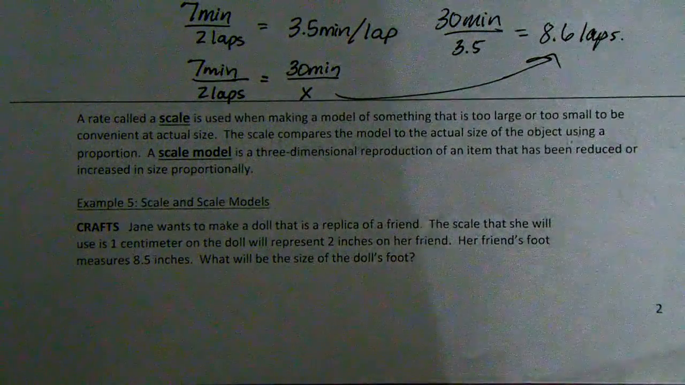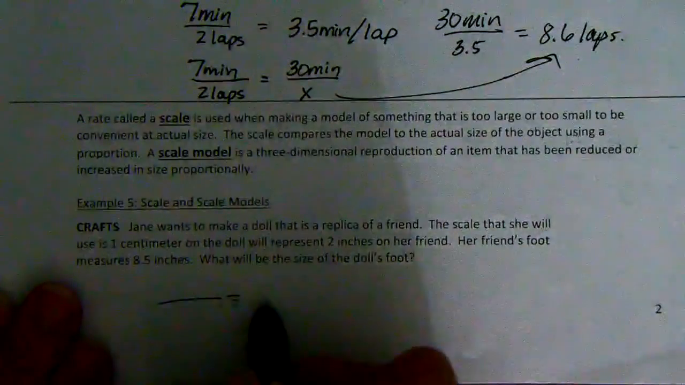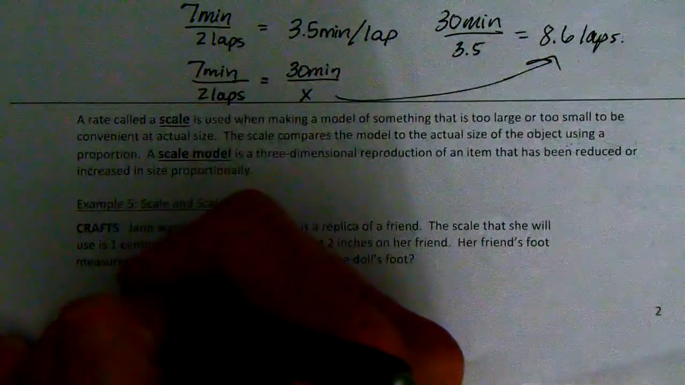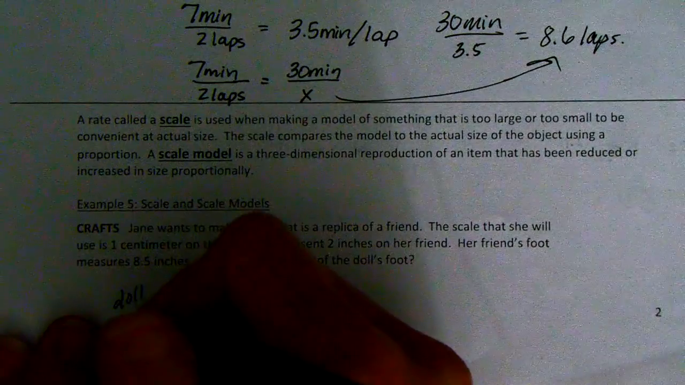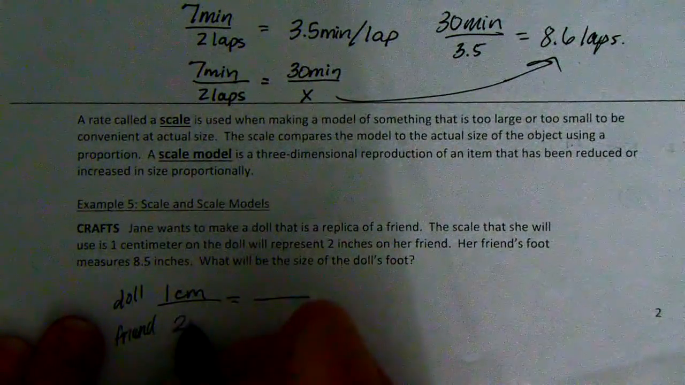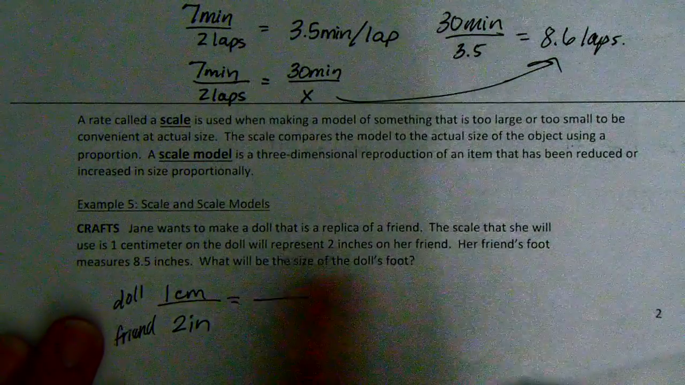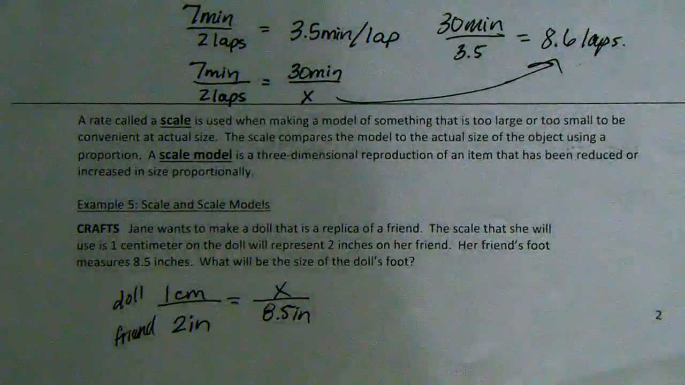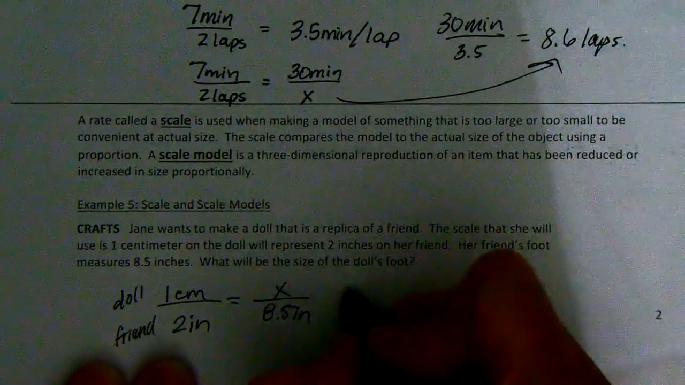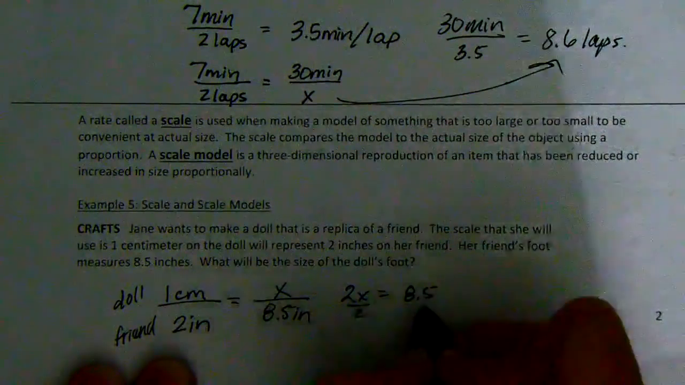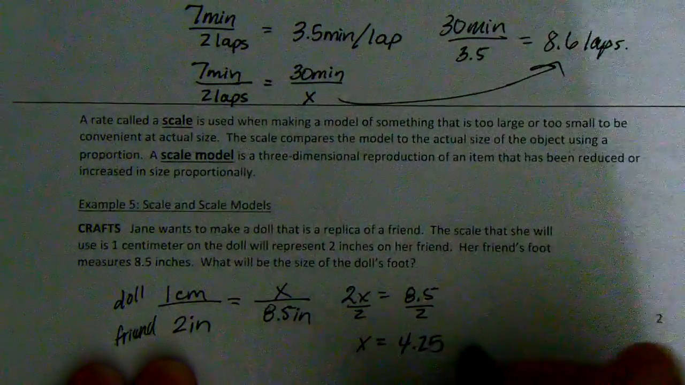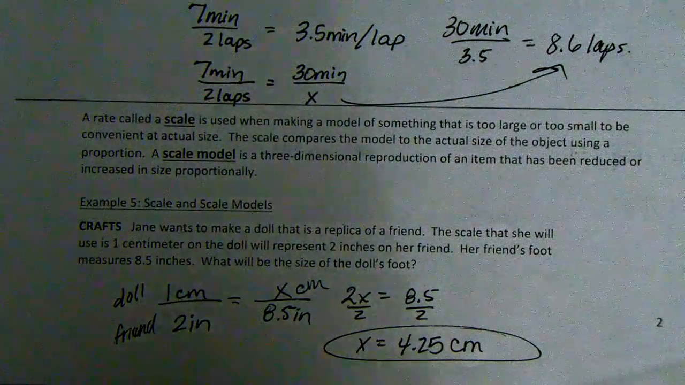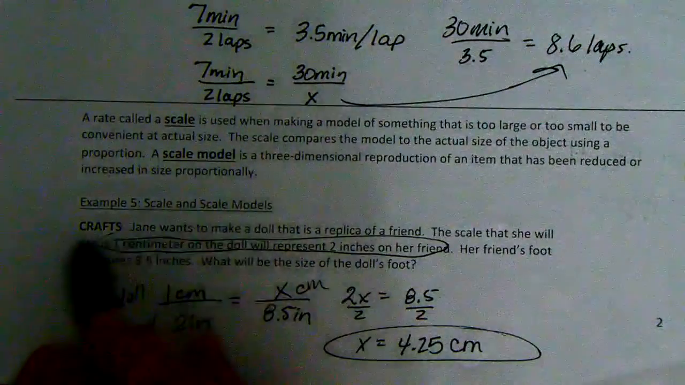Now, honestly, I set this up as a proportion, and this is how I think. And I use my units to help guide me. I say, okay, well, 1 centimeter on the doll, and I'll just write doll up here, and then friend gives me 2 inches on my friend. So we got the friend's foot size is 8.5 inches. See how I put that in the bottom? I want to figure out just how big on the doll that's going to be. If I solve that, I've got 2x equals 8.5, and when we divide by 2, we should get 4.25, and this is centimeters.